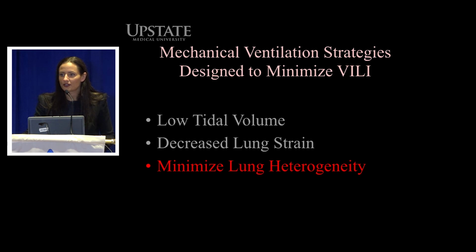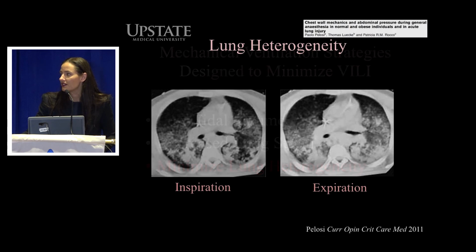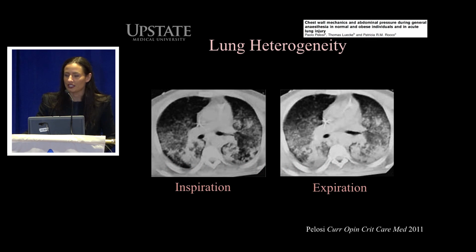And finally, one of the other strategies that we can use to try to minimize ventilator-induced lung injury is minimizing lung heterogeneity. And this is the patient that we all have difficulties ventilating. This is a CT scan of a patient with acute respiratory distress syndrome. This is going from inspiration to expiration. And we can see that we have this nice non-dependent, relatively inflated lung, even at expiration. And then down here in the dependent region, we have all this consolidation and this atelectasis.